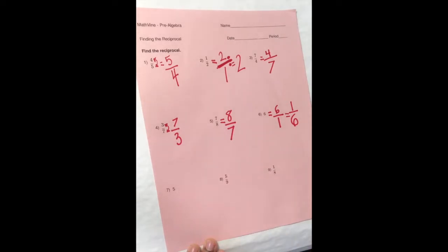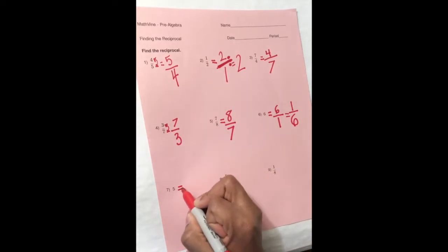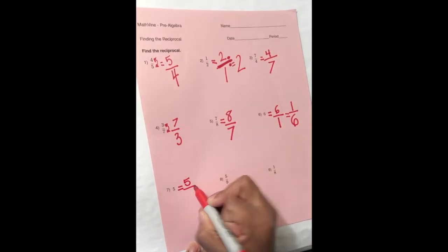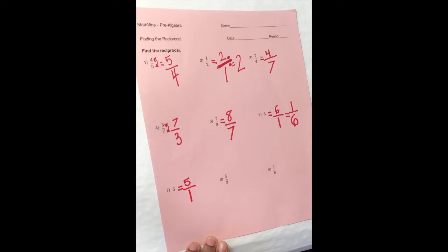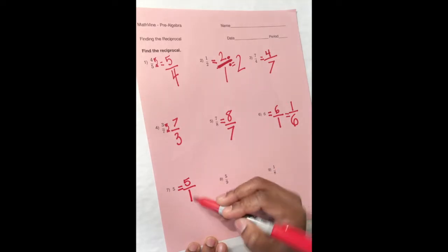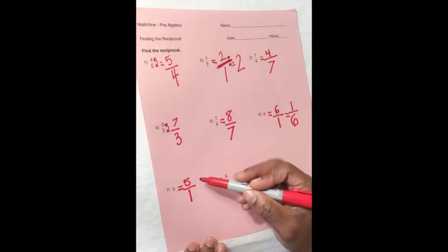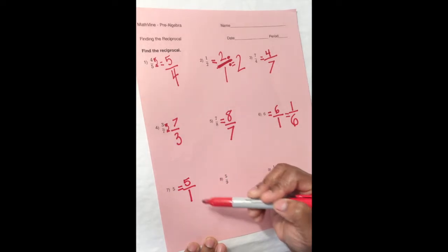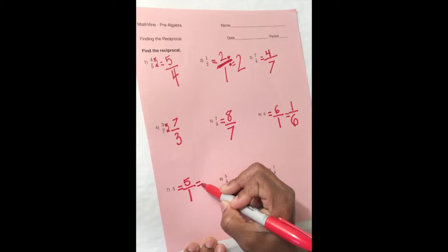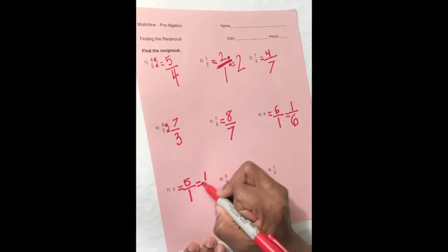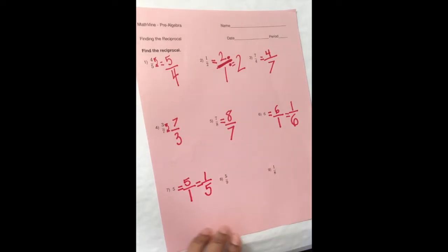Here's another one like that. 5 as a whole number. The first thing I want to do is write 5 as a fraction by putting 5 as the numerator and then 1 as the denominator. 5 over 1 is the same thing, or equivalent to 5. So let's find the reciprocal of 5 over 1. The reciprocal of 5 over 1 is 1/5.